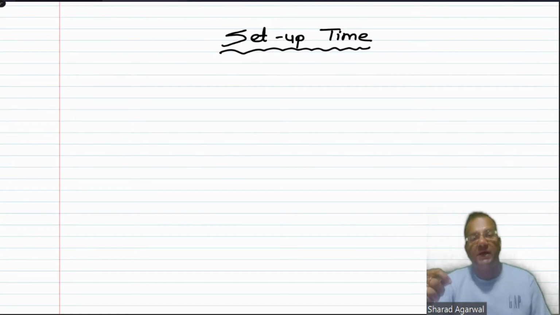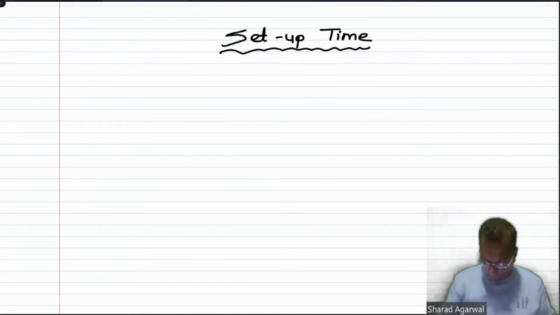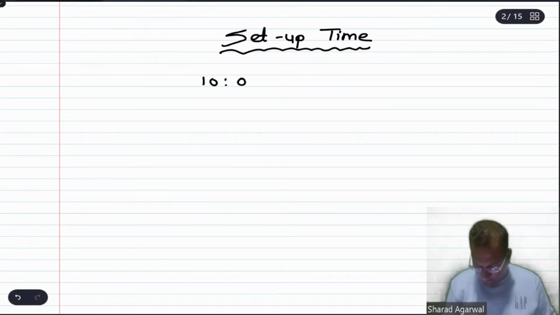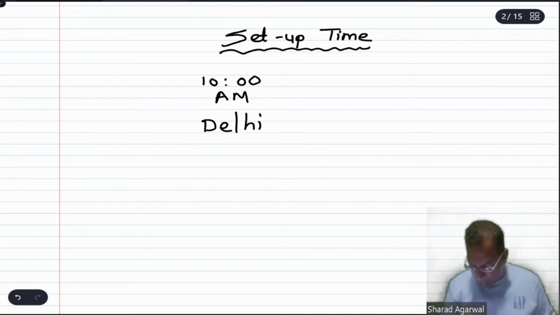Suppose a plane has taken off from New Delhi to Mumbai. Okay, New Delhi to Mumbai. Suppose the plane has taken off at 10 a.m. from Delhi. It reached Mumbai at, suppose, 11:30.